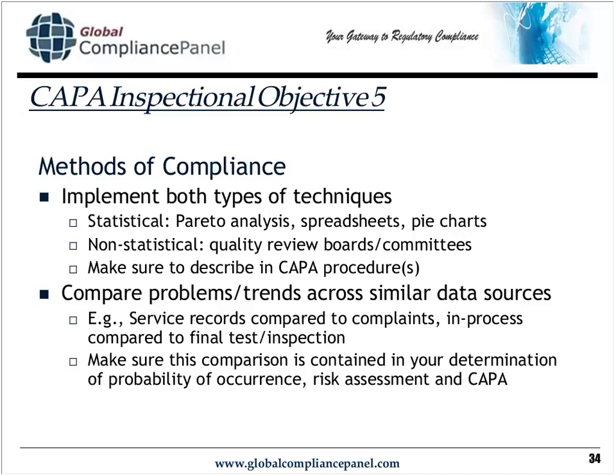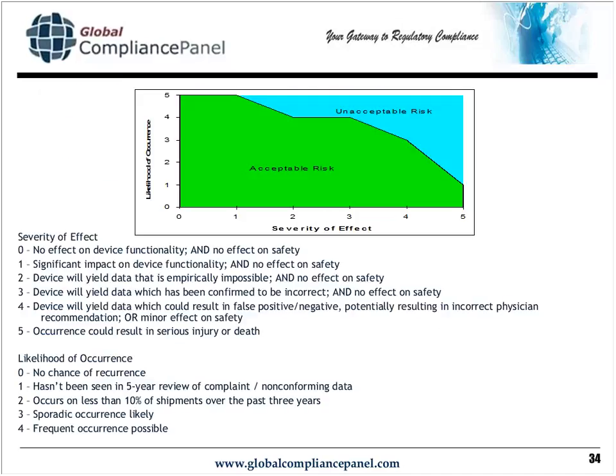And from a risk assessment perspective, you're going to be determining probability of occurrence per ISO 14971, which is the risk assessment determination. When you design a product, you have to put together a risk assessment. But when you receive complaints, you may have to increase the likelihood in your risk assessment. And that's something that you've got to take into account as part of Inspectional Objective 5.